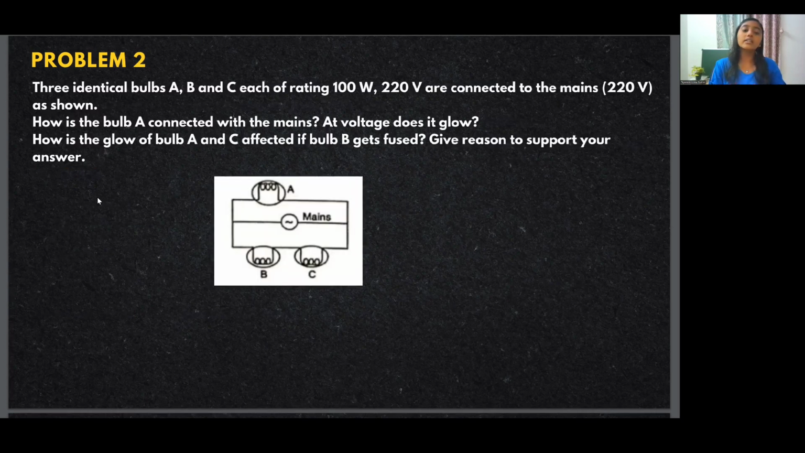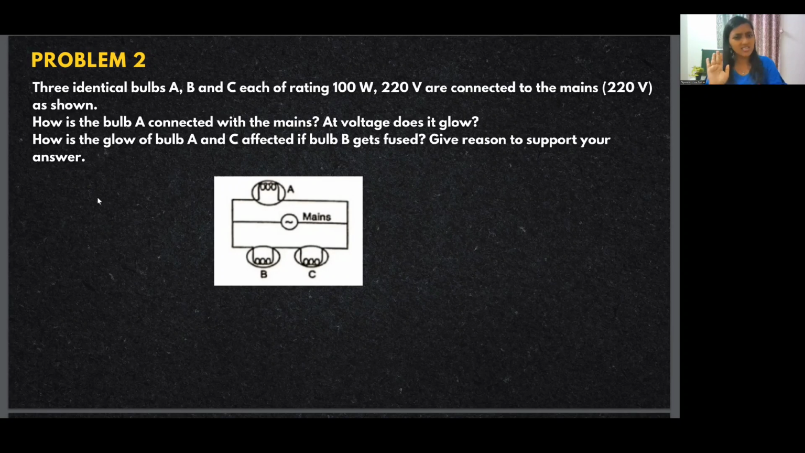Our next question, problem number 2, is that 3 identical bulbs A, B and C, each of rating 100 watts, 220 volts, are connected to the mains 220 volts as shown. The diagram is given to you. My throat is pretty bad. I'm having a viral. How is the bulb A connected with the mains? At what voltage does it glow? The second part of the question is how is the glow of bulb A and C affected if bulb B gets fused? Give reason to support your answer.